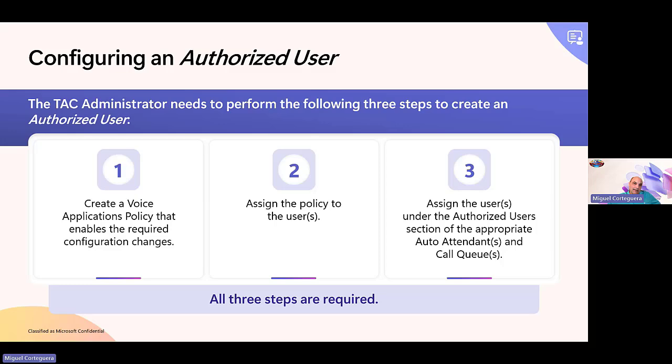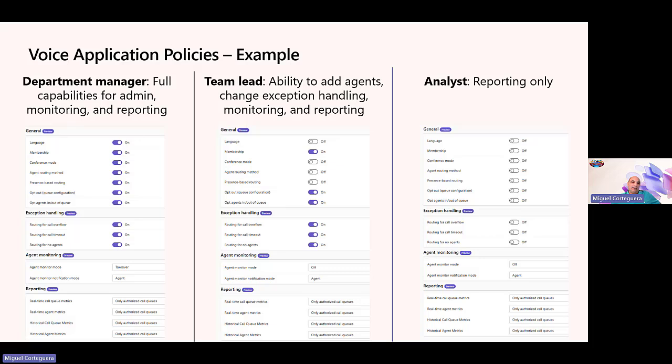Now let's take a look at a real world type of example, because a lot of times we talk about supervisors and agents, or agents and leads, and you get the impression that it's this binary thing, right? Either I'm a supervisor and I've got everything, or I'm an agent and I have just my agent capabilities. But the reality is, using these voice application policies, you can have many different types of roles that are very granular depending on what you need.